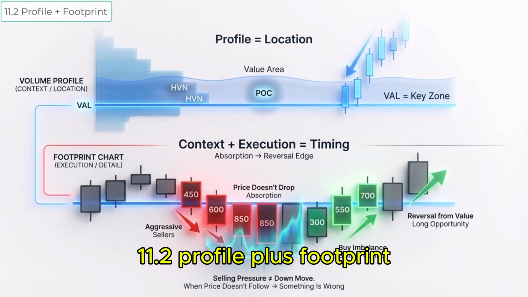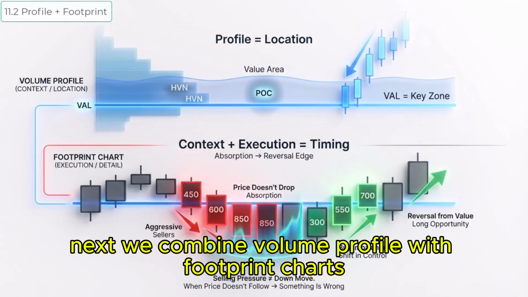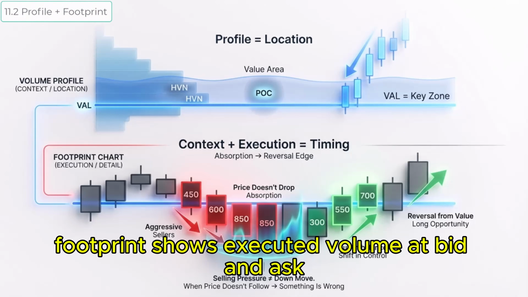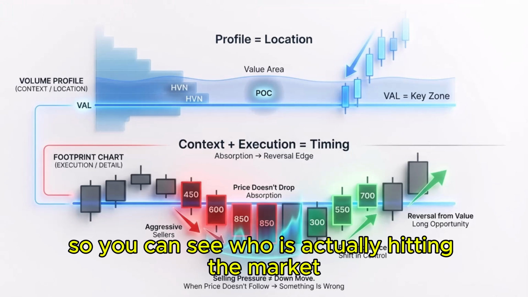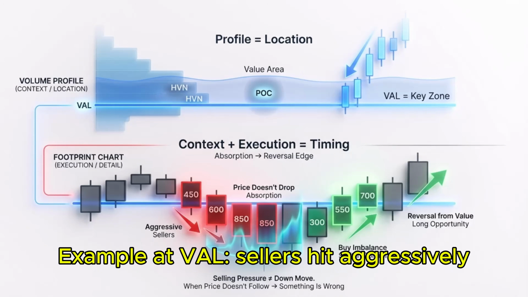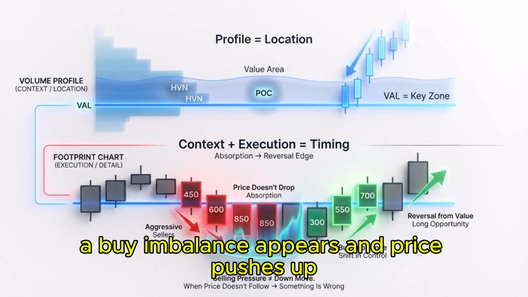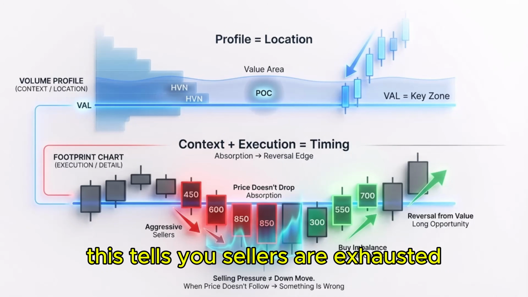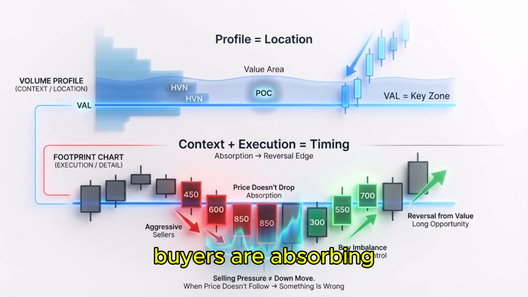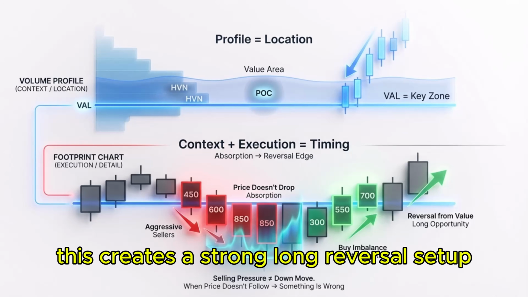11.2. Profile plus footprint. Next, we combine volume profile with footprint charts. Footprint shows executed volume at bid and ask, so you can see who is actually hitting the market. Example, at VAL. Sellers hit aggressively, but price does not move lower. Then suddenly, a buy imbalance appears, and price pushes up. This tells you sellers are exhausted, buyers are absorbing. This creates a strong long reversal setup.